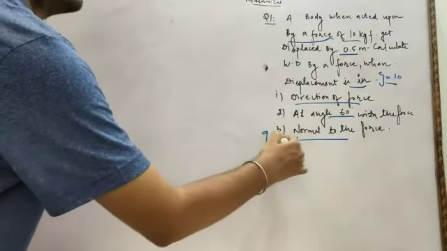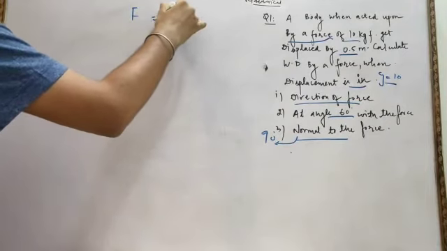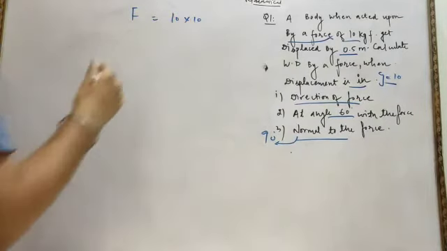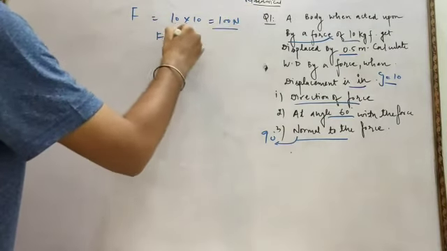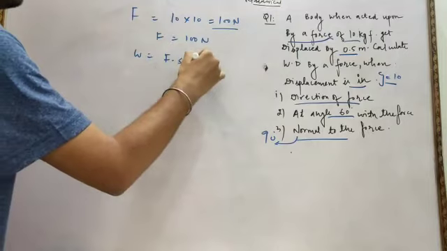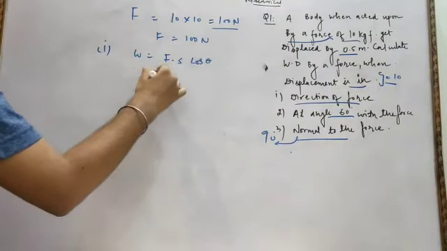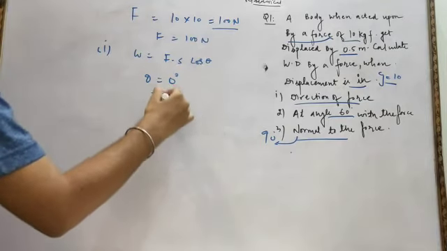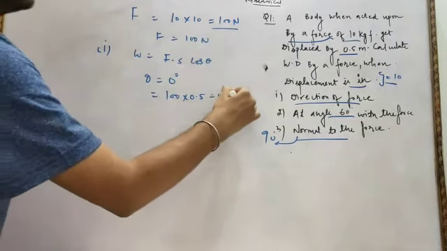Normal means 90 degrees. Okay, so first of all we convert the force into Newton, that is 10 kgf into 10, so that will give you the value 100 Newton. Force will be 100 Newton. We know the work done equals Fs cos theta. So in the first case, in the direction, theta equals 0, so work done will be force 100 into 0.5, that will give you 50 joule.